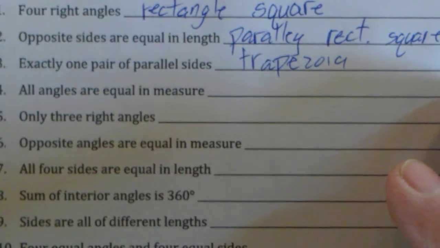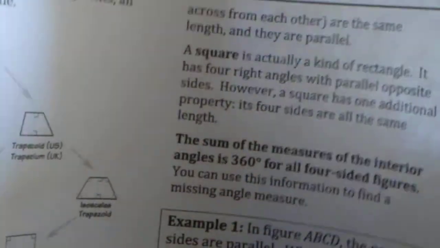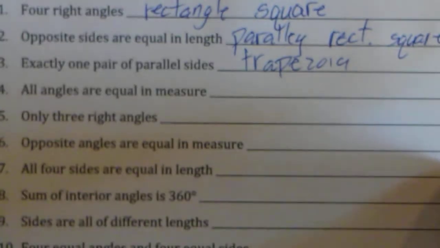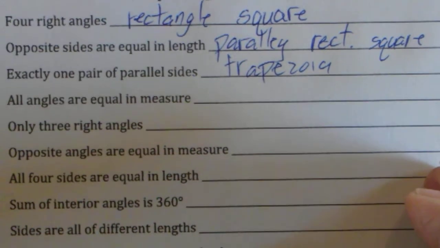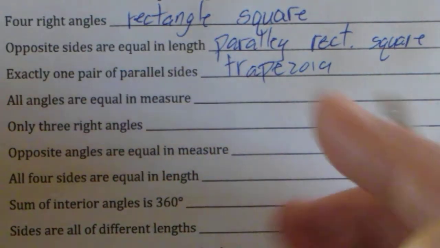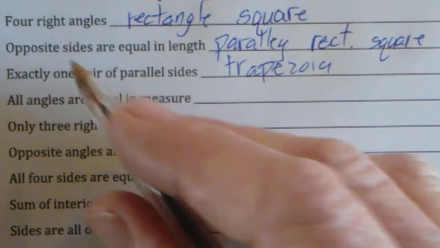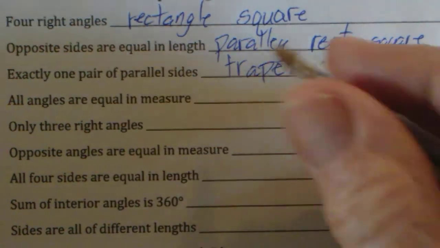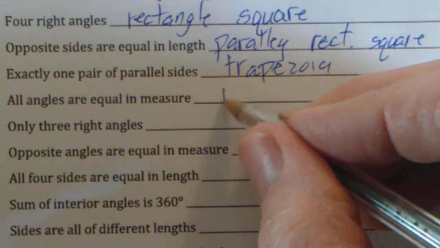All angles are equal in measure. If they all add up to 360 and they're equal in measure, they have to be 90 degrees. Which ones had 90 degrees? The rectangle and the square, right angles. If they're all equal in measure, they have to be rectangle and square.